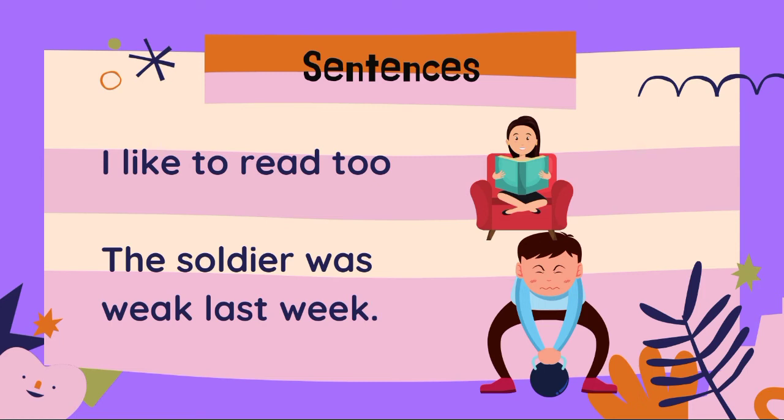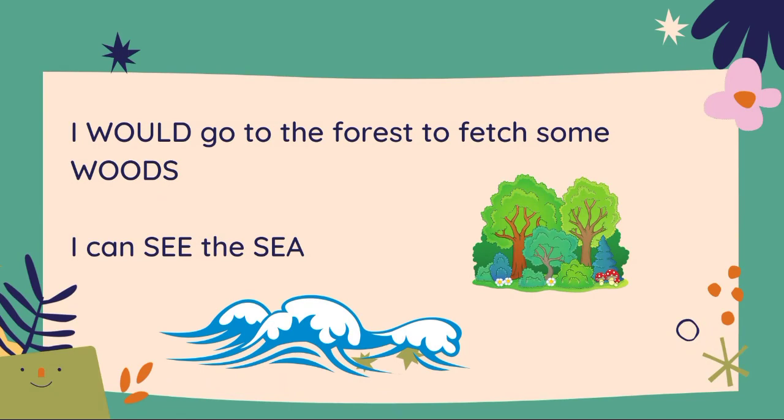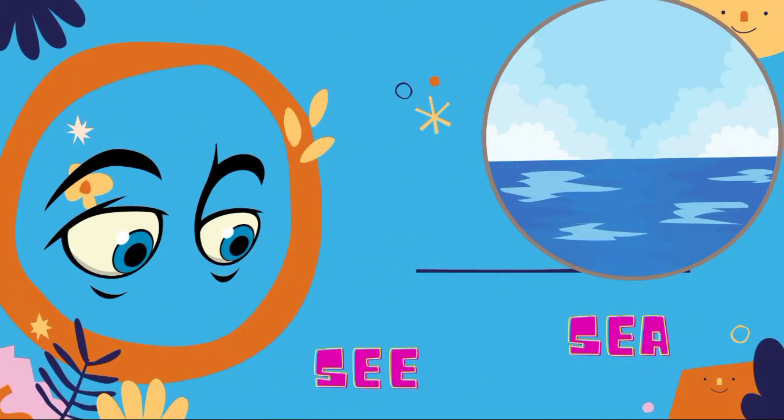Okay. Number two, the soldier was weak last week. That means the soldier was feeble last week. He wasn't strong. He was weak. Number three, I would go to the forest to fetch some wood. I would and wood. You see that? And number four, I can see the sea.